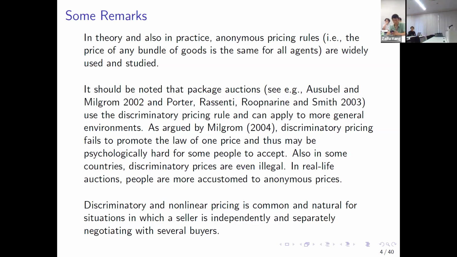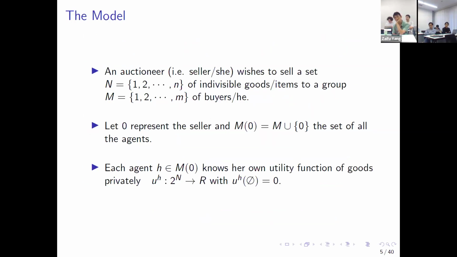However, discriminatory and non-linear pricing is quite common and also quite natural when a seller independently and separately negotiates with several buyers. So okay, let's look at the model. So we have just one seller for the moment. We have to think about.